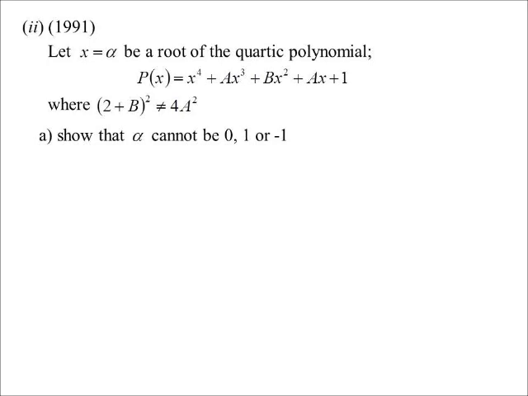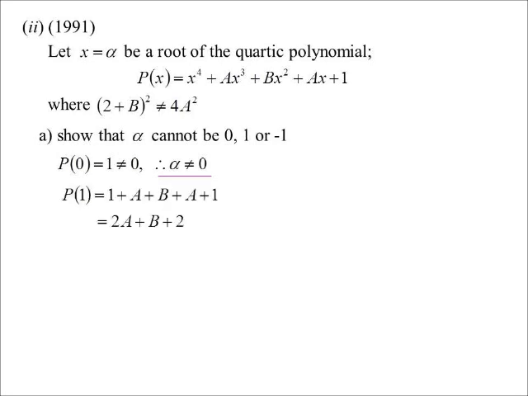Well, I can use the factor theorem. 0 is quite an easy one to check, because all I've got to do is sub in 0 and I get 1. So we know alpha can't be 0, because that doesn't work. Now what about 1 or -1? Well, if I sub in 1, I get 2a plus b plus 2. Well, I don't know what a and b is, so I don't know if that's 0 or not. So I'm a bit stuck. So all right, let's do -1. And I get minus 2a plus b plus 2. I still don't know what a and b is.